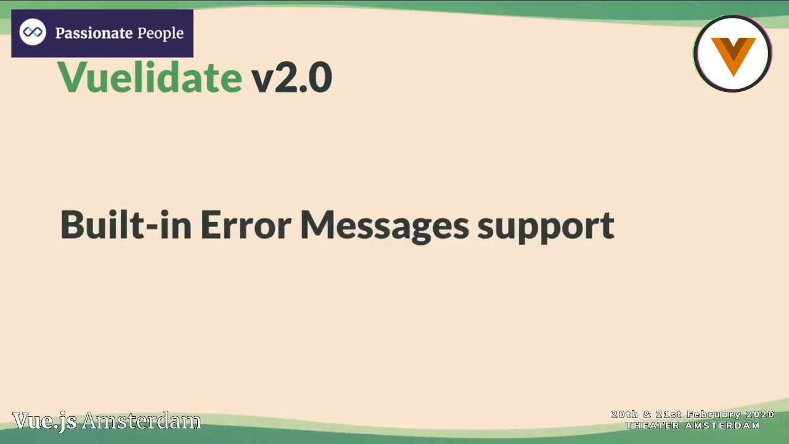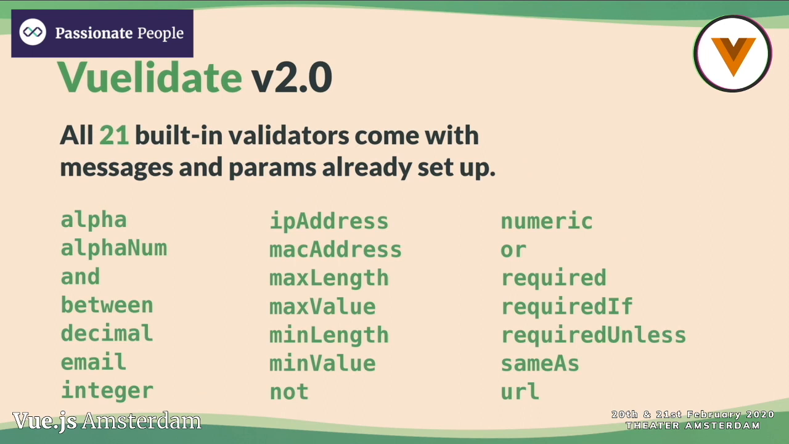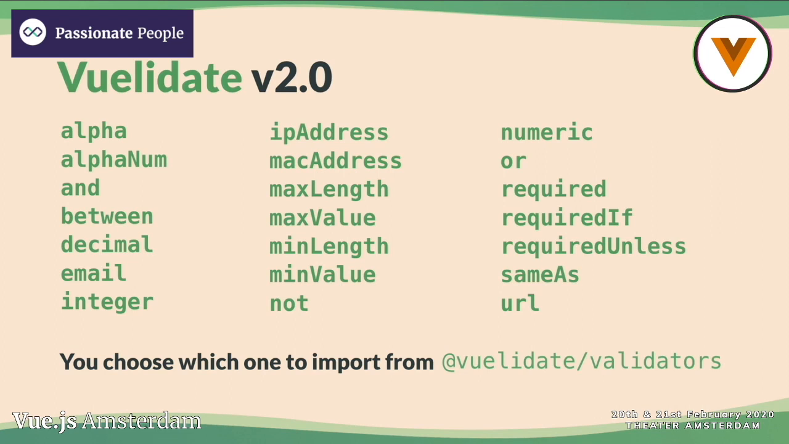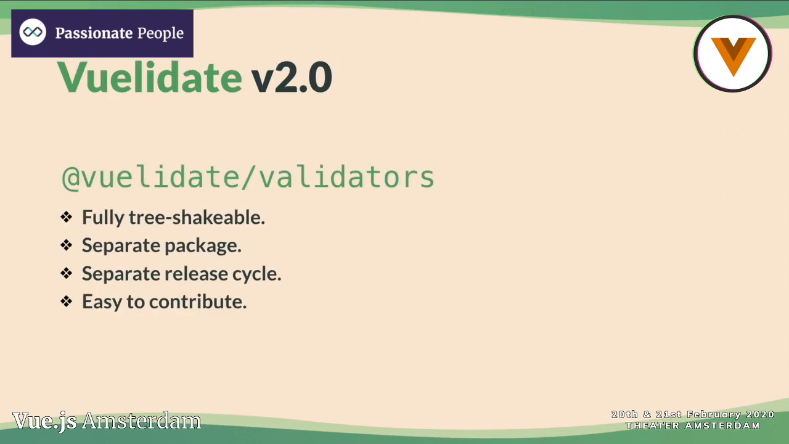So let's just sum up. We have this built-in error messages support, and all the 21 validators that we have right now come with predefined error messages, which is pretty cool. And you can import those from @vuelidate/validators, which, as you might assume already, is a separate package, which is fully tree shakeable, has a separate release cycle, and it's very easy to contribute to. And now we will be able to have as many validators as you want without actually affecting your bundle, because you can just import the ones that you use, only in the places where you want them. So it's pretty cool.